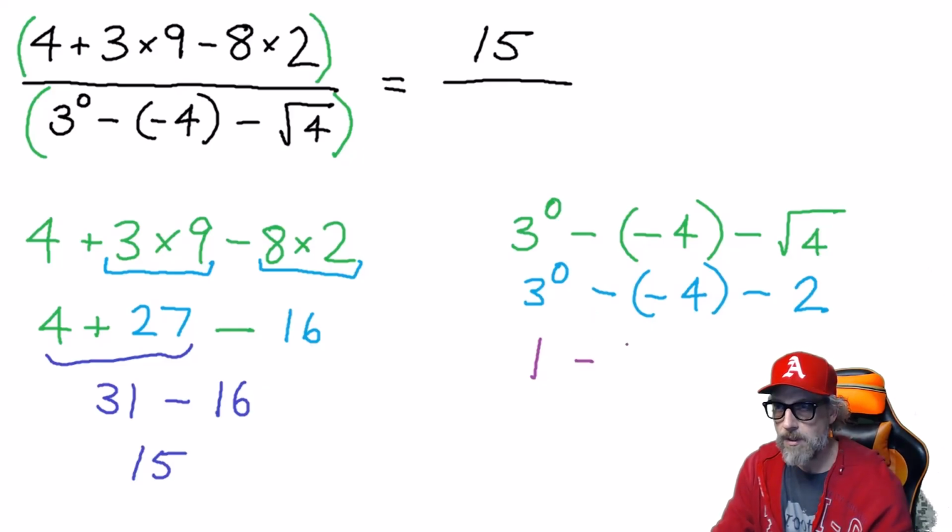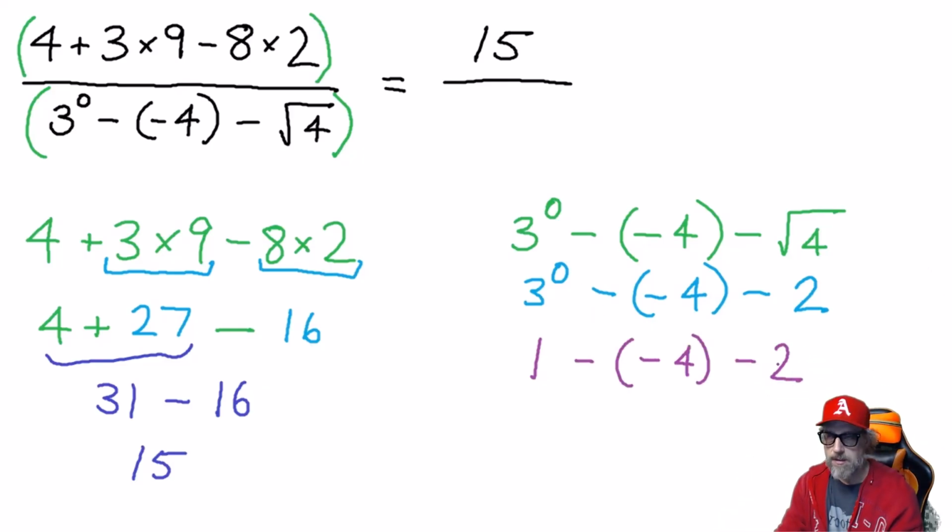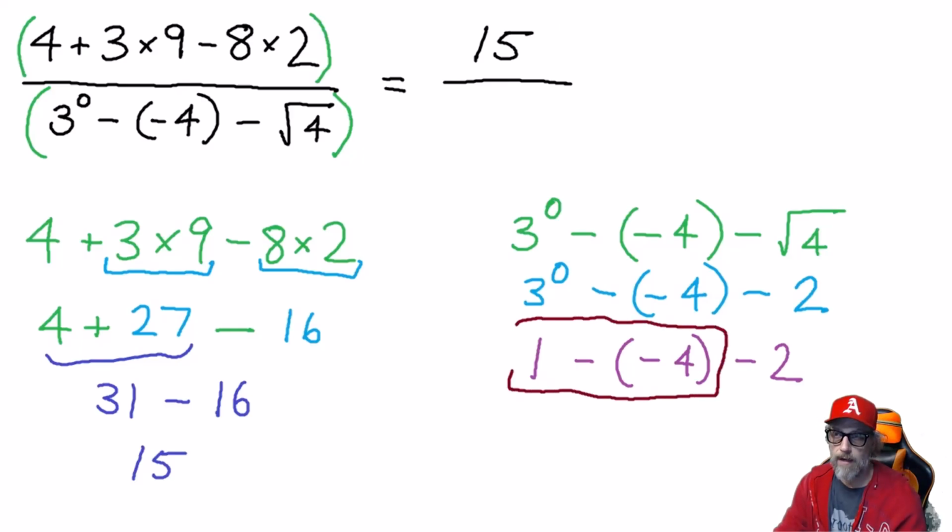And let's recopy the rest. No more exponents, no multiplies or divides. So let's do our adds and subtracts as we see them, working left to right. First we have a 1 minus negative 4. Be careful there about subtracting integers.